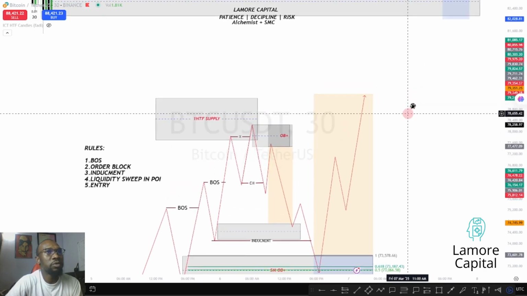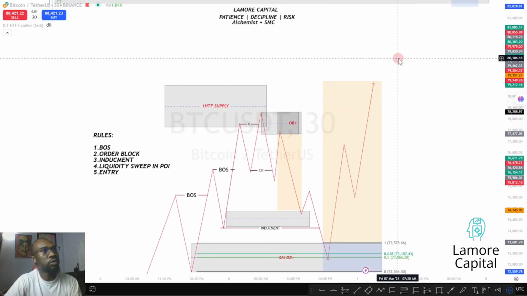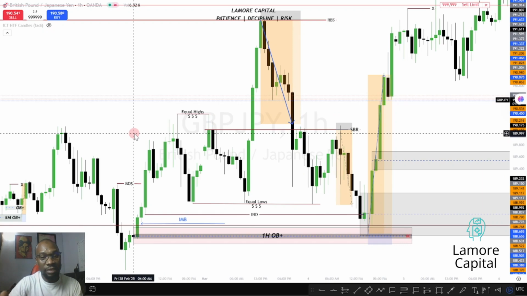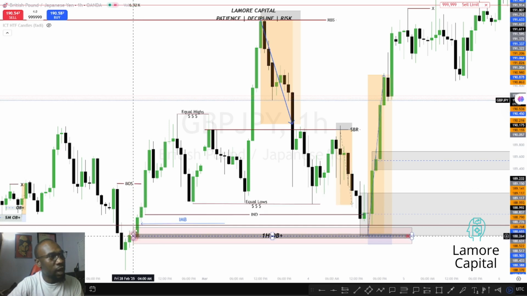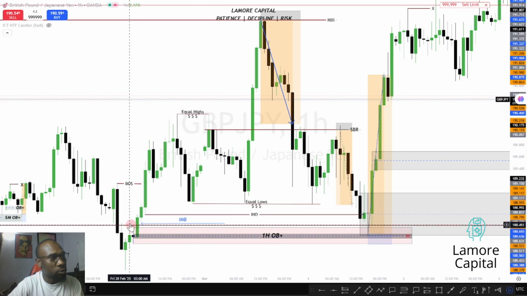So coming back to examples. So this is the example I promised I was going to show you guys. Now, if you look at this, this is our first rule, break of structure. Number 1, first rule. This is our break of structure. And under our break of structure, what are we expecting? An order block. This is our order block.